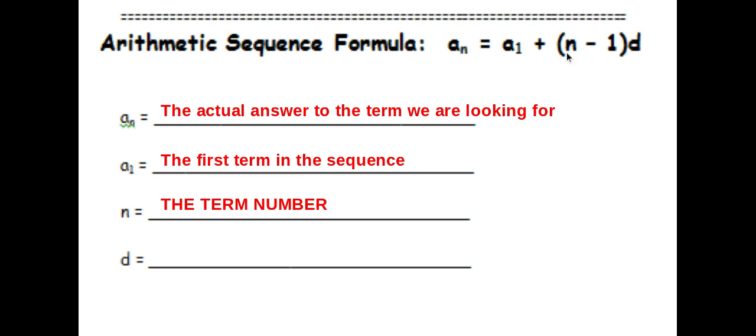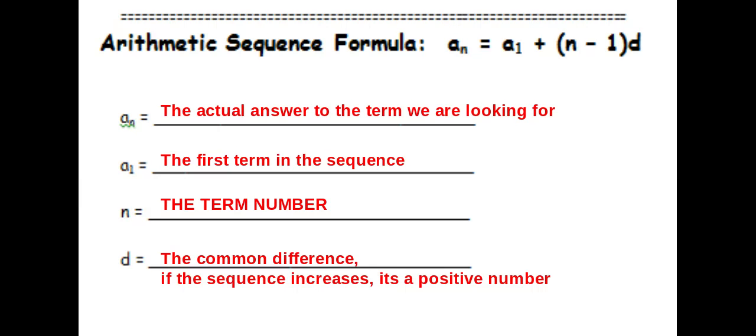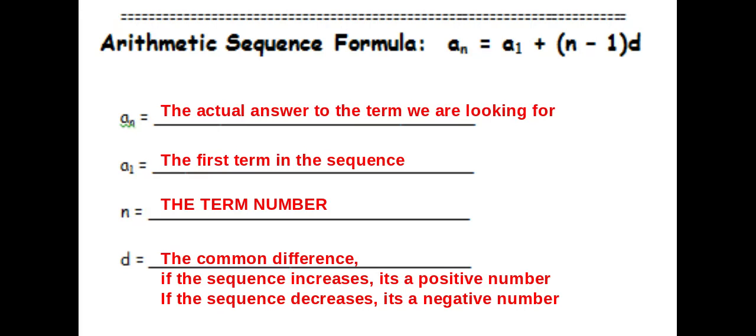For this next one, we're doing the 20th term, so 20 would be that number. The 1 stays there. And then we have our d. Our d is our common difference. Now remember, if the sequence increases, it's a positive number. If it decreases, it's a negative number. So pause the video and make sure you have all this down.